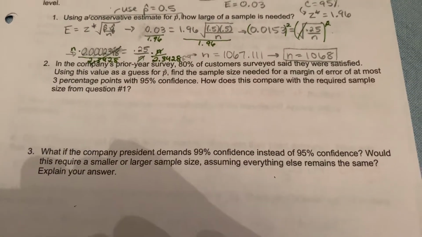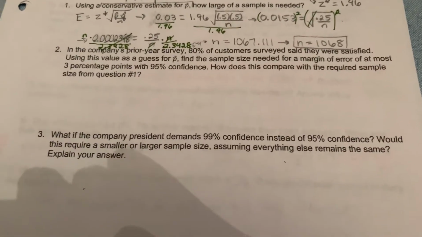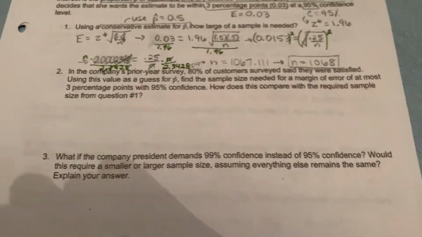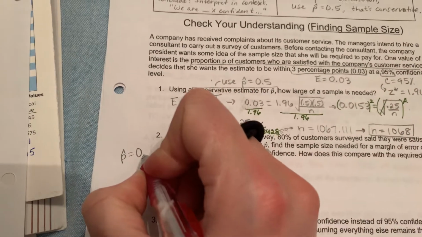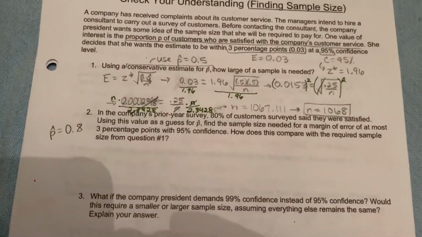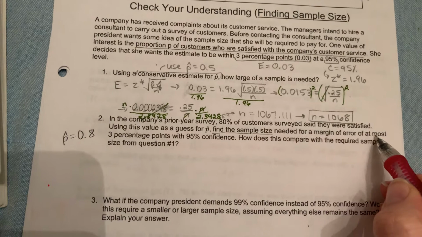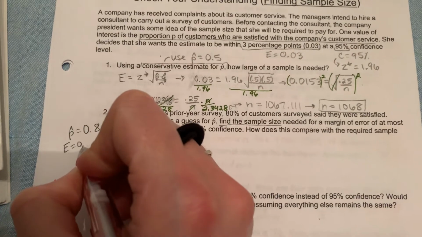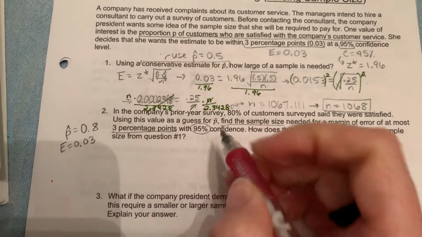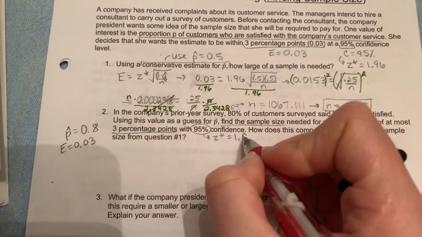Okay, so next problem says, in the company's prior year survey, 80% of customers surveyed said they were satisfied. So that gives us some background information to work with. It says, using this value as a guess for p hat. So we are going to guess that p hat is equal to, not 80%, but 0.8, right? Convert to a proportion. We want to find the sample size, so we know our answer is going to be n equals, needed for a margin of error of at most 3 percentage points. That tells us E should be 0.03 with 95% confidence. Confidence level of 95% again tells us the z star is 1.96.